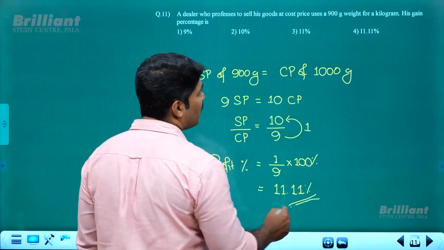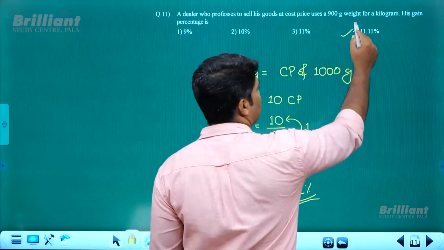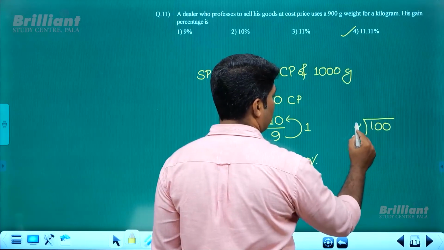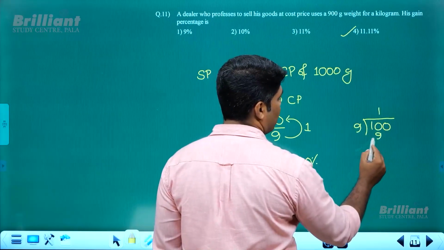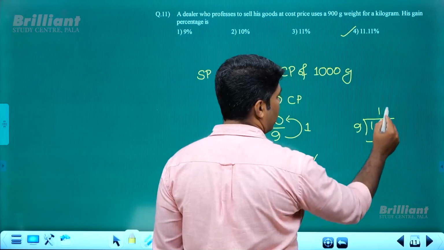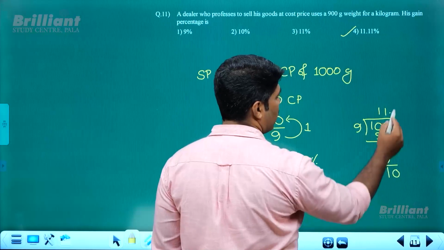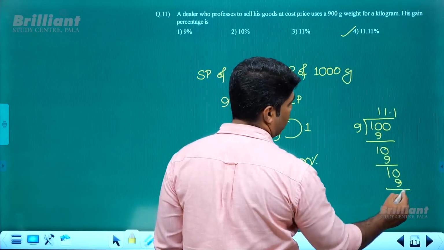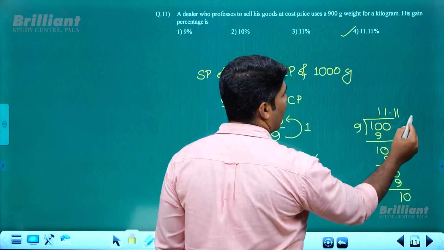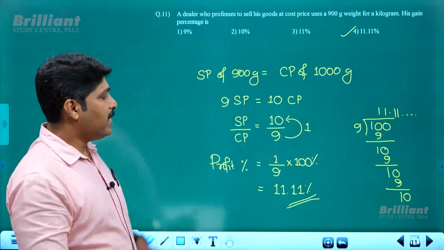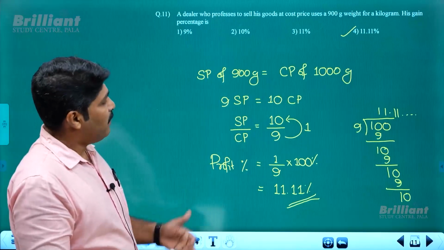11.11%. If you're not familiar with these values, what you have to do? You just simply divide 100 by 9. So this 1 time of 9. So remainder 1 here, 10, again 1 time of 9. Remainder 1 here, put point here, put 0 here. Again 1, this is 9, 1, 0, 1, and so on. We'll get the values like this. So like this way, we can simplify, divide, and find the answer.